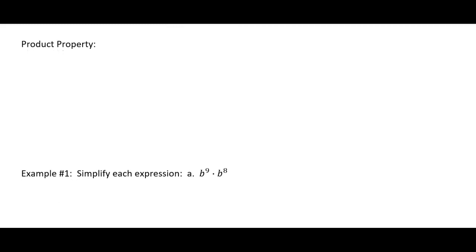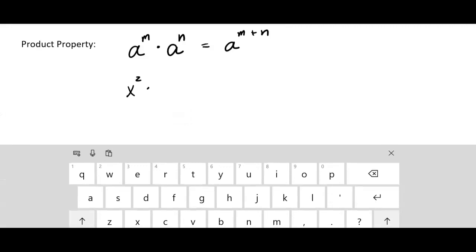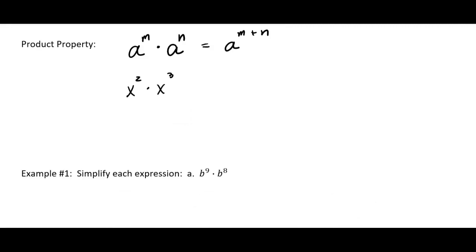Okay. So now we're going to talk about the product property. And the product property says if you have a base to an exponent times the same base but to a different exponent, or they could even be the same exponents, you're going to add those exponents. So you keep the base the same and you add those exponents. Okay? So the bases have to be the same. So maybe I have x to the 2nd power times x to the 3rd power. And then that's going to be equal to x to the 5th power. So we're adding those exponents. The bases have to be the same, and then you get that.